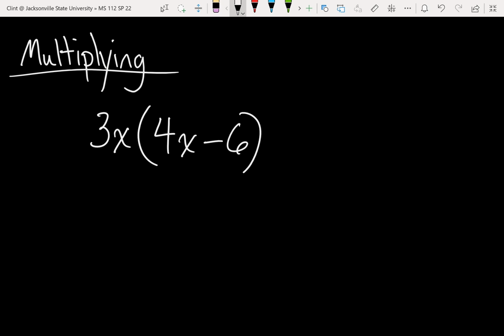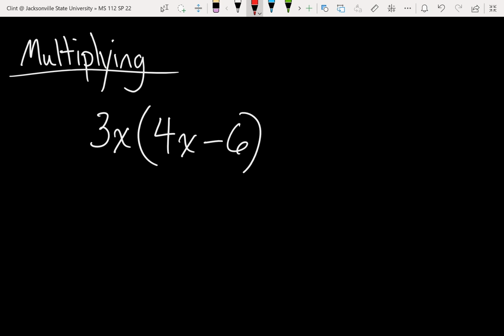Here we're multiplying two algebraic expressions: 3x times 4x minus 6. The thing we have to remember is that 3x, we've got to multiply it by the whole expression that comes after it. Do you remember what property we're using? Distributive property, yeah, distributive property.